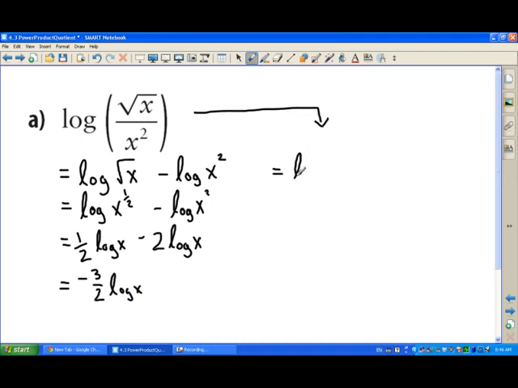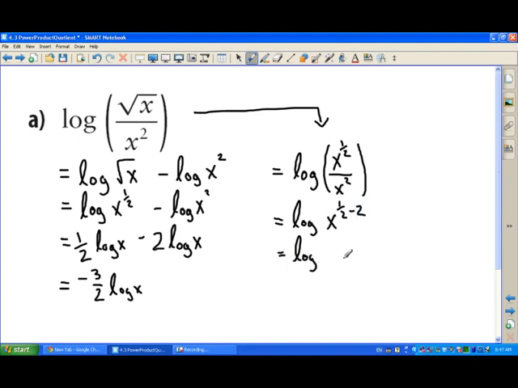That's one method to do this. The other method would be to leave this as one logarithm and use our rules of exponents to simplify what's inside the logarithm function. So I have the logarithm of x to the power of 1/2 minus 2, which is the logarithm of x to the power of -3 halves. And again, using the power rule, we bring that power down, and we're left with -3 halves times the logarithm of x. Same thing on both sides.